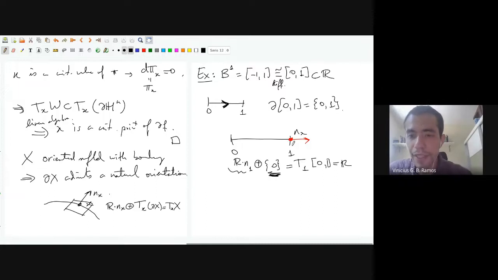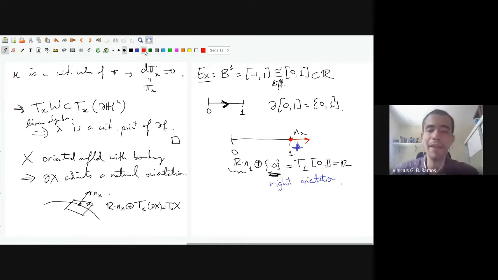The outward normal is pointing to the right, and it's the same direction that the orientation on the tangent space of [0, 1] is pointing to. That's the natural orientation of R. So that means that these two orientations agree. The interpretation is that this zero-dimensional vector space, this empty basis, is rightly oriented. So basically it has the sign plus. This is the right orientation.